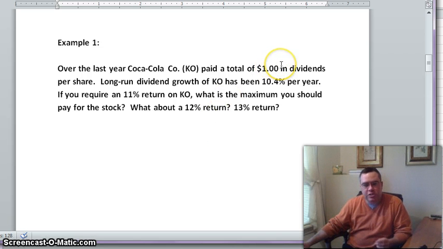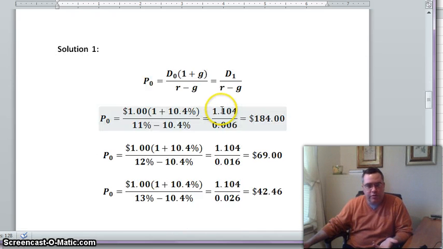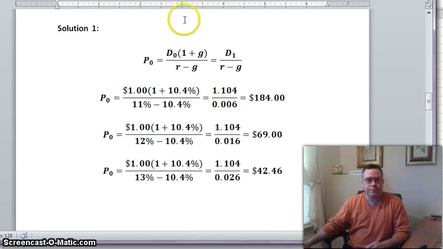You're actually given D0 in this case. This is the dividend that was just paid. So I'll have to make a slight adjustment to the formula to change that D0 into D1. Other than that, we're just going to plug in our required return. R is either 11, 12, or 13, and G is going to be 10.4%. So if I scroll down, I've done that here.